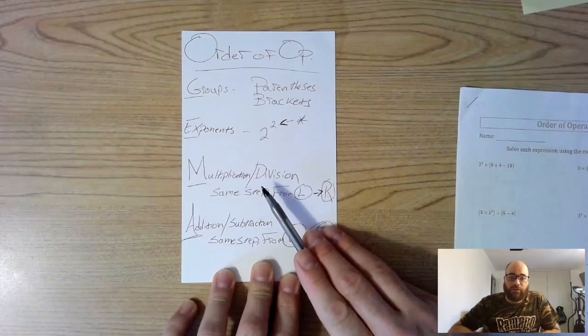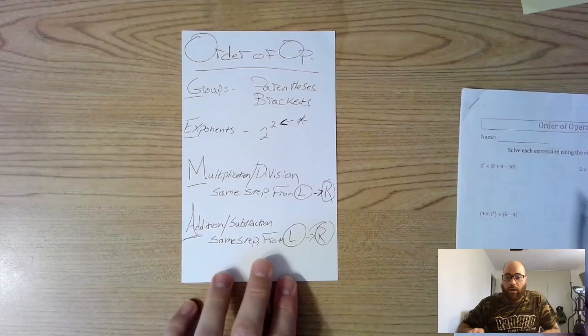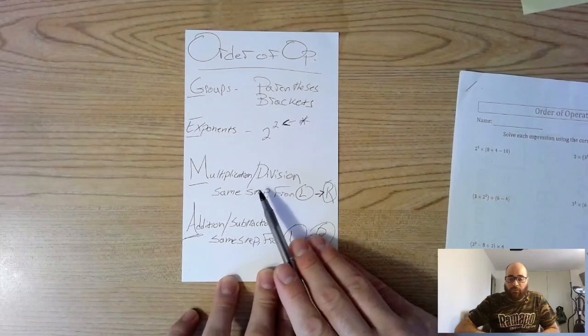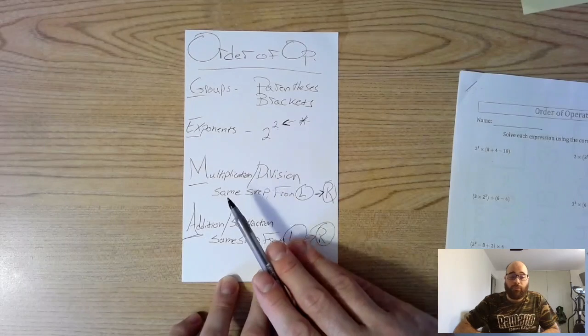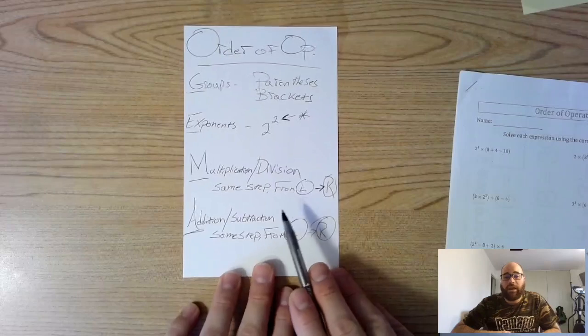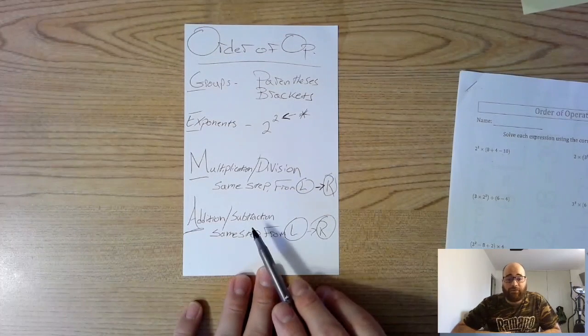And then here's where it differs from PEMDAS, really. Multiplication and division occur on the same step, and they move from left to right. So even if you run into division first, moving from left to right in a problem, you would divide before you'd multiply. So multiplication and division happen on the same step from left to right, and it's the same thing with addition and subtraction, but that's after multiplication and division.